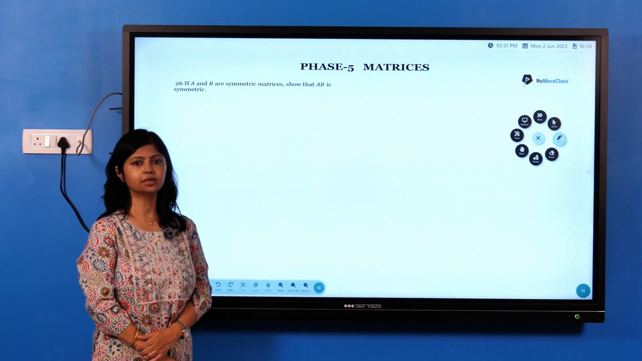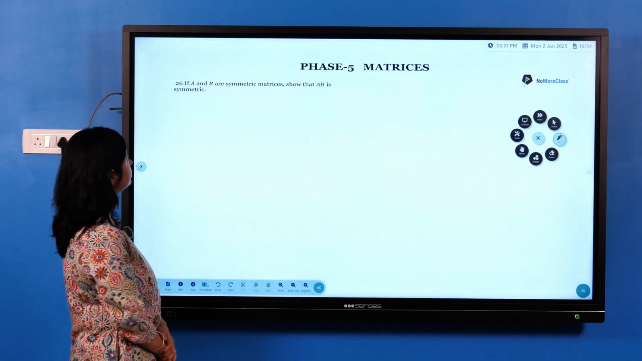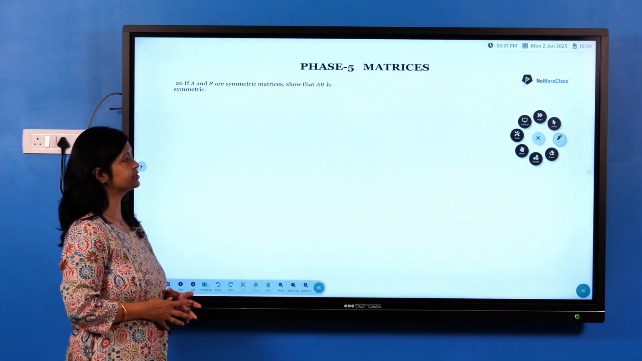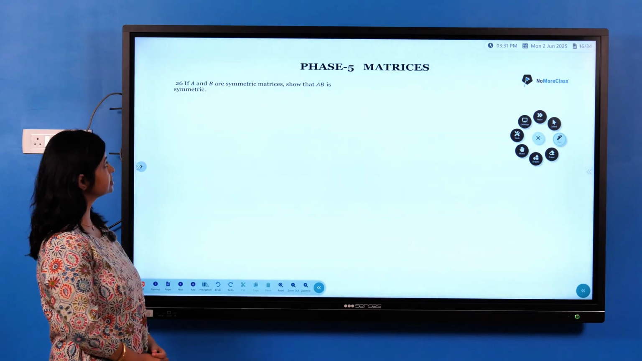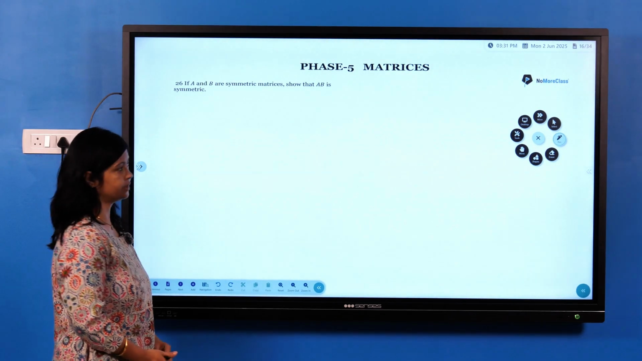Hello everyone. We are looking at phase 5 chapter matrix exercise 1 and this is our question number 26. So let's look at the question. The question tells us that A and B are symmetric matrices and we have to show that AB is symmetric.